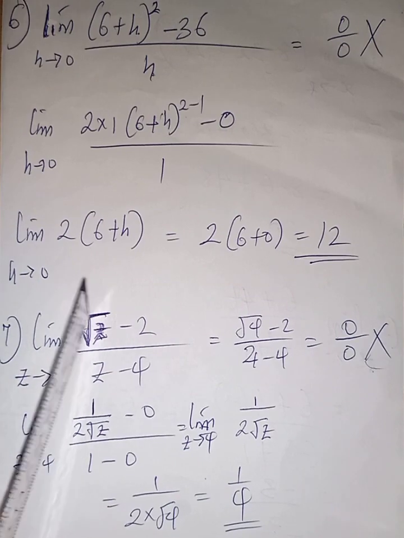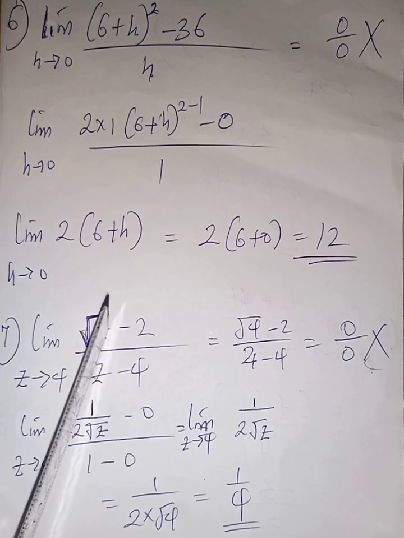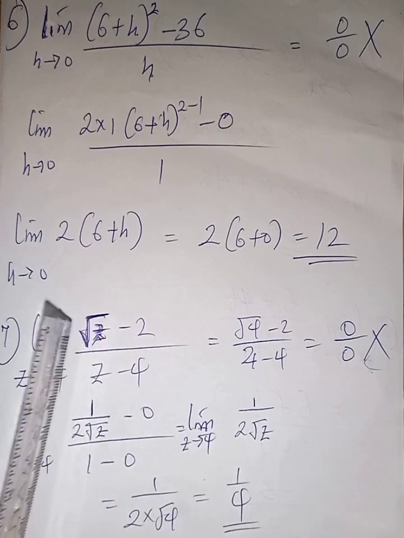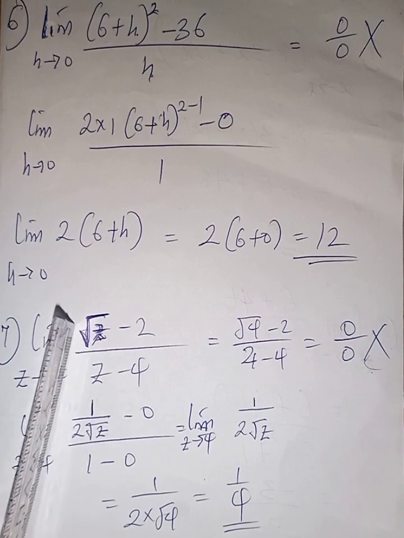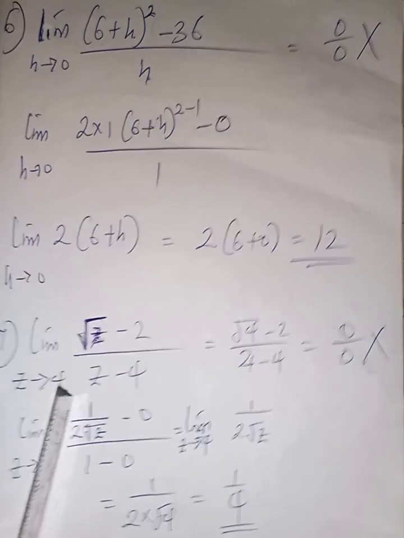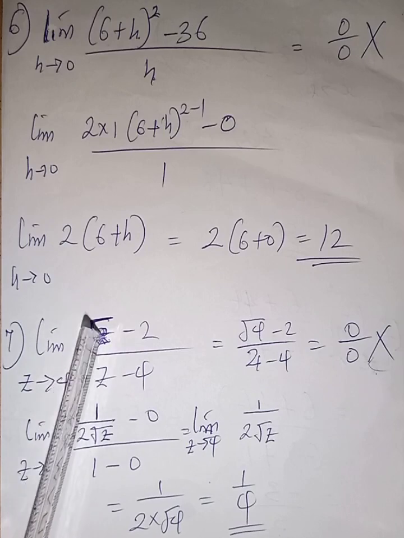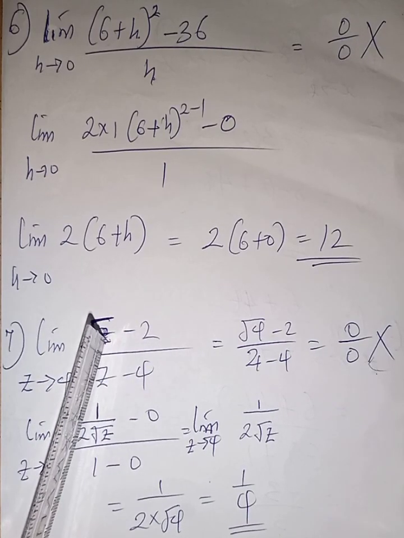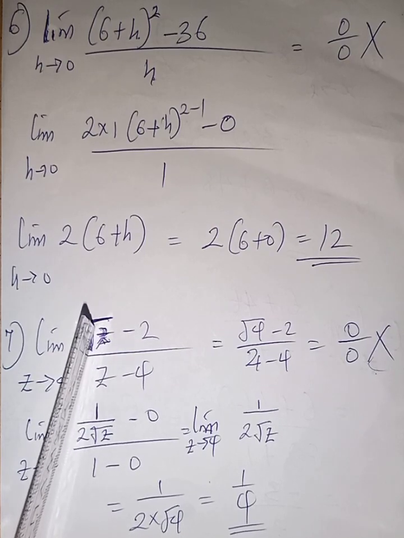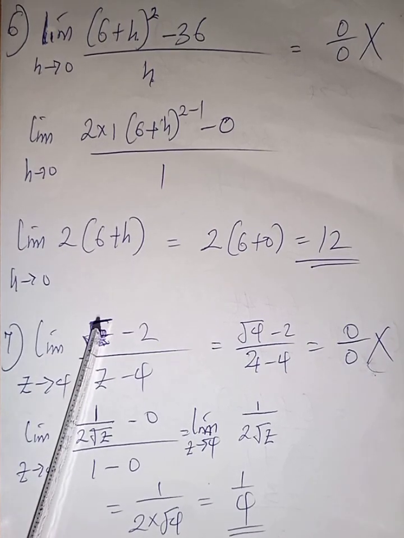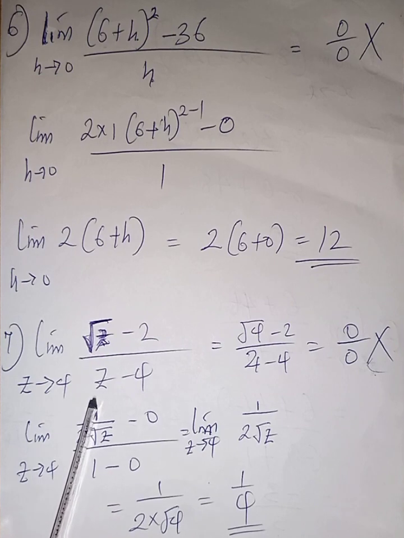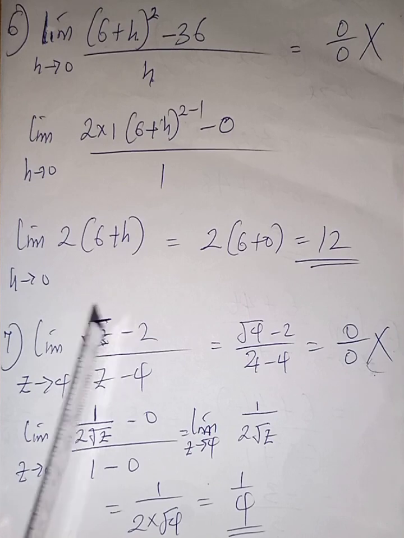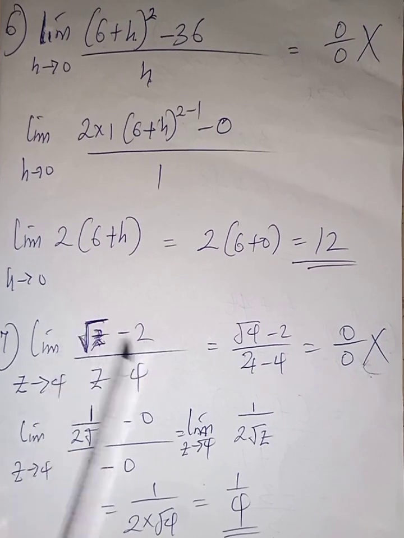Now, how will you differentiate root z? Look how to do it. Be attentive. If I want to differentiate the square root of a function, this is a function of z. When we say root of a function, what you do is differentiate inside the root. Differentiate what is inside this root now, z. Differentiate this z, you will have 1. You write it down. Then divide that answer by 2 times the expression itself, which is this root z. That will be the answer.